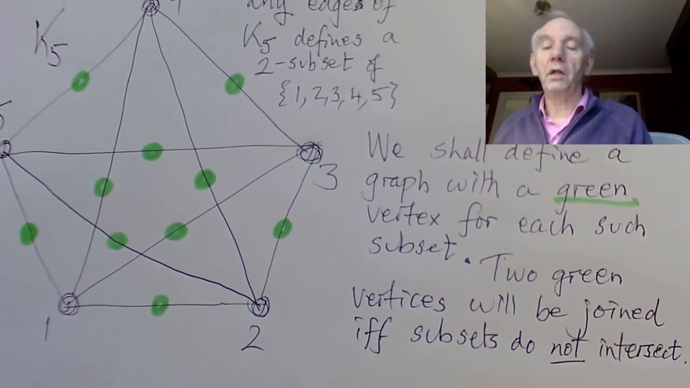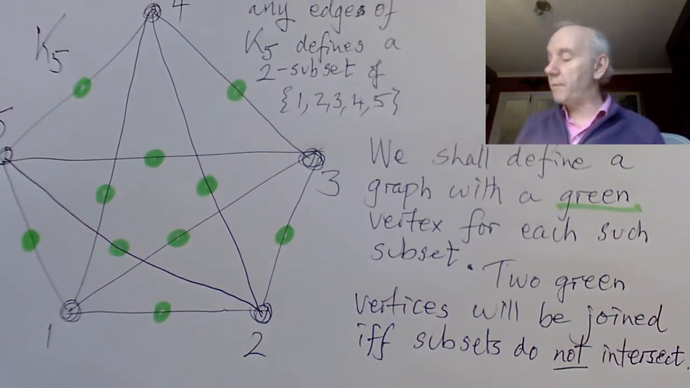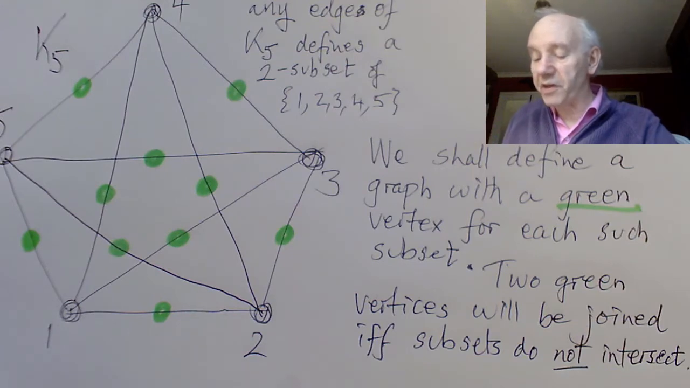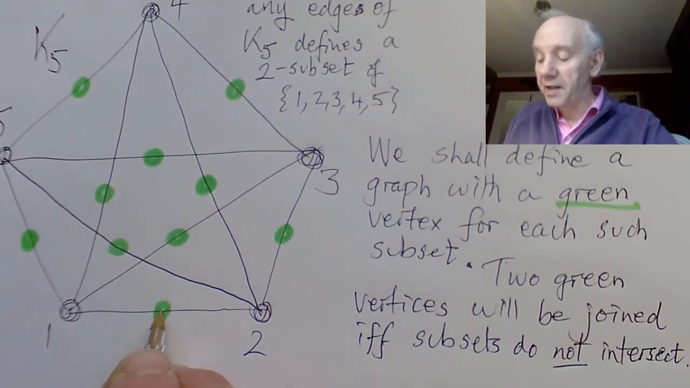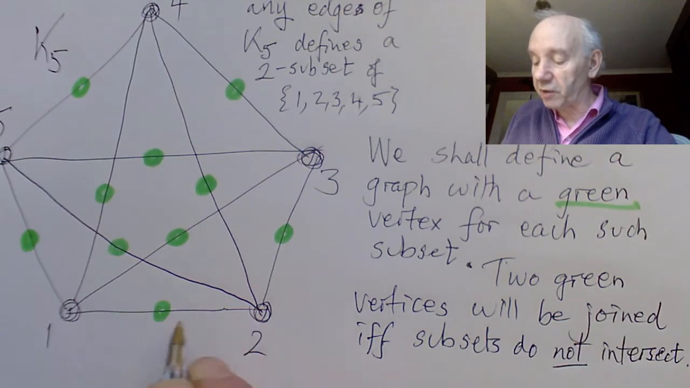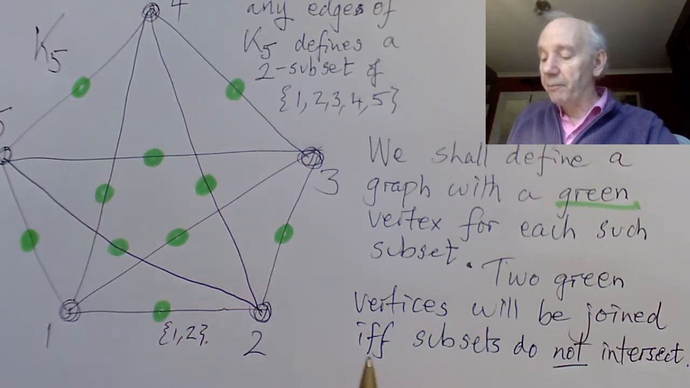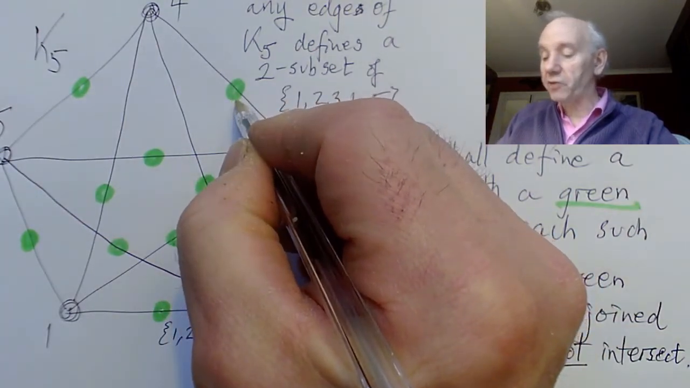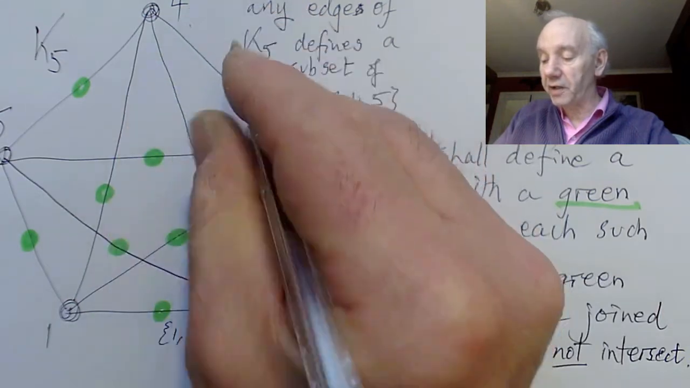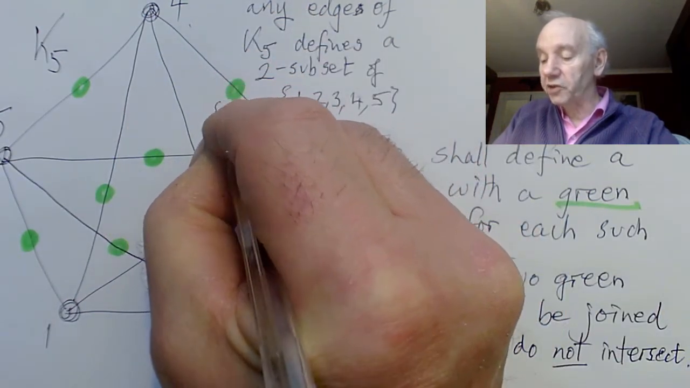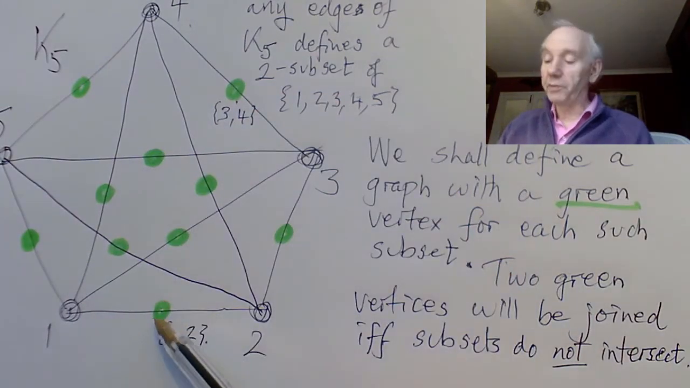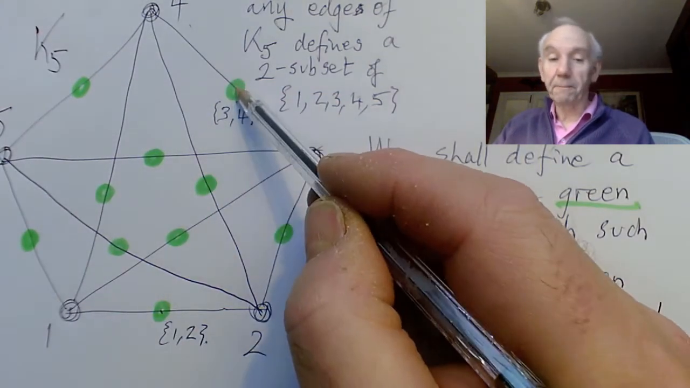Now, you see, what does that mean? I mean, what are these subsets? Well, as I explained before, this green vertex here corresponds to the edge 1, 2. So that really corresponds to the subset 1, 2. Whereas this edge here corresponds to the subset 3, 4. So in particular, this does not intersect 1, 2. So in the new scheme of things, this vertex will be joined to this vertex.